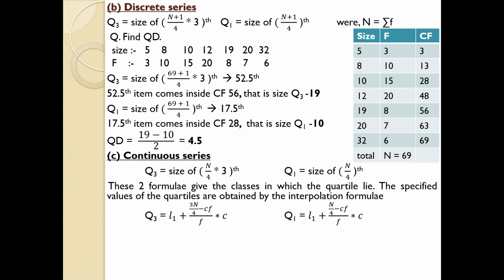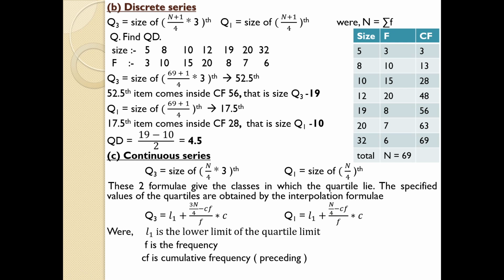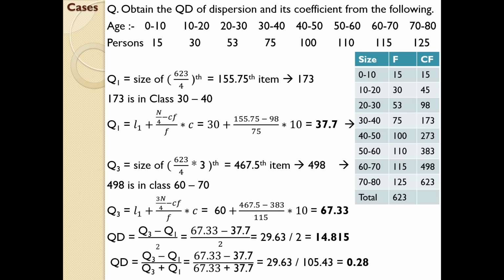So let us try one case. L1 is the lower limit, f is the frequency, Cf is the cumulative frequency preceding. Remember, preceding cumulative frequency. And C is the quartile class interval. So let us try one case.